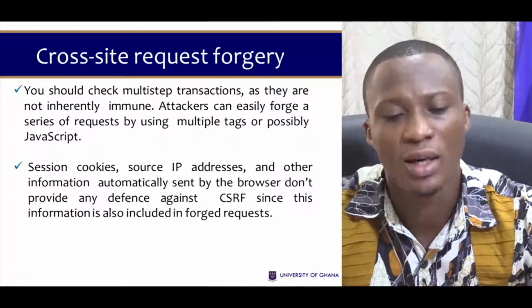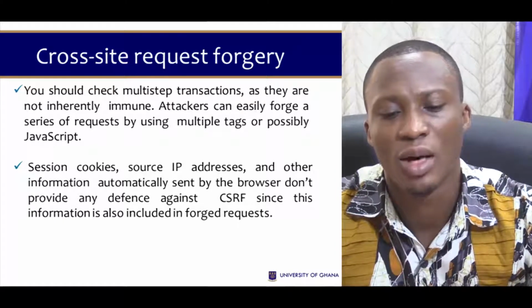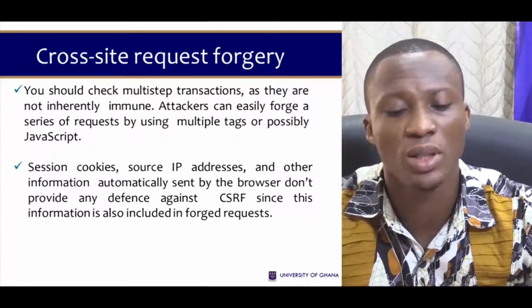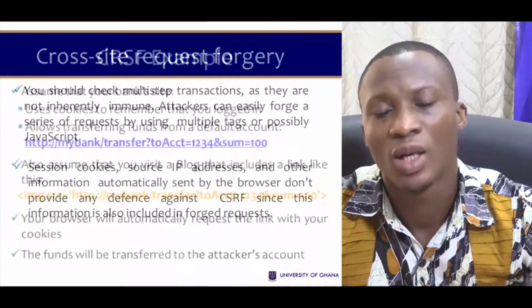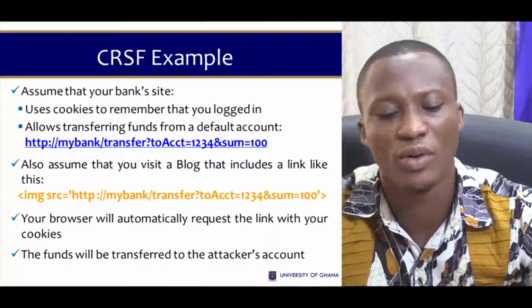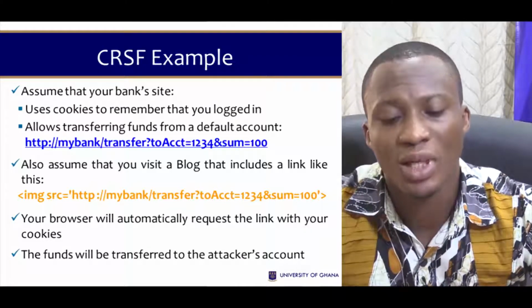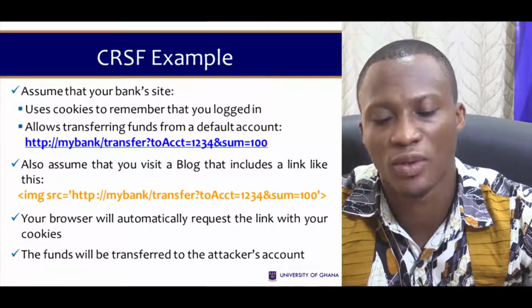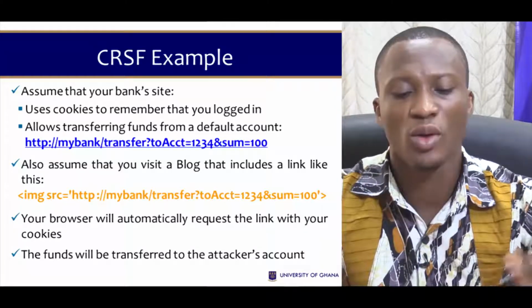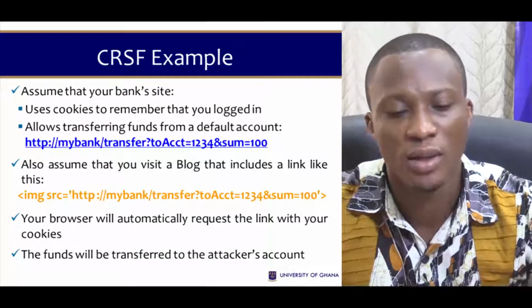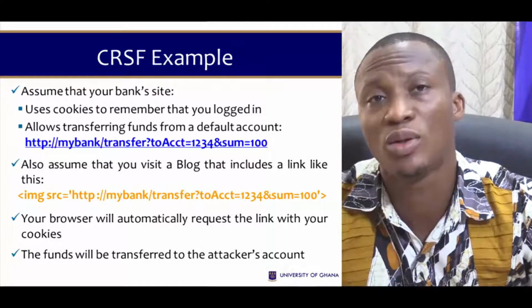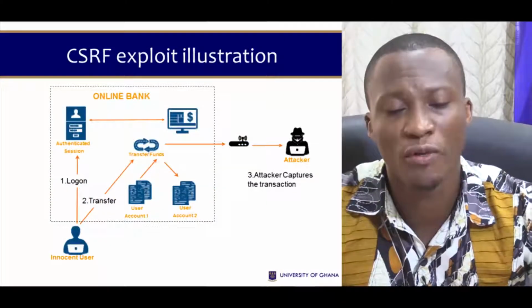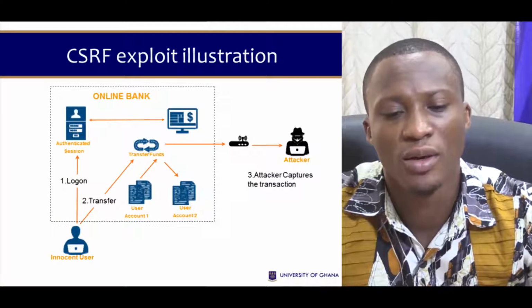You should also check multi-step transactions. Attackers can easily forge a series of requests by using multi-step transactions. Your session cookies, session IP addresses, and other information automatically sent by the browser don't provide any defense against cross-site request forgery, since this information is also included in the forged request. It sends that information without your knowledge, unknowingly. Now, this is an example of cross-site request forgery.